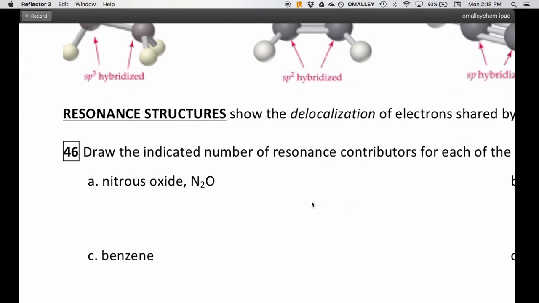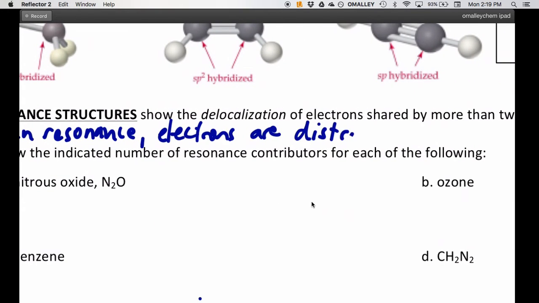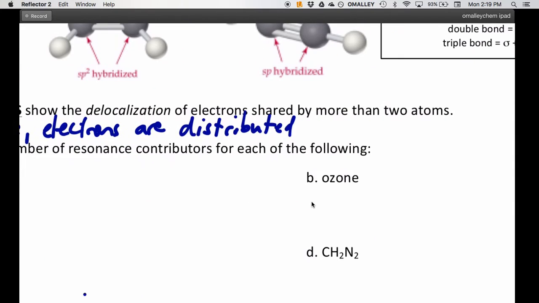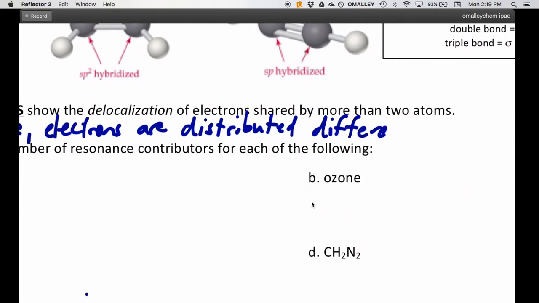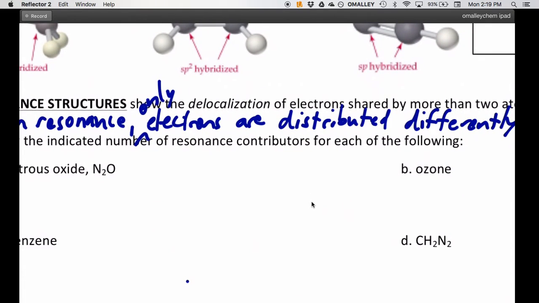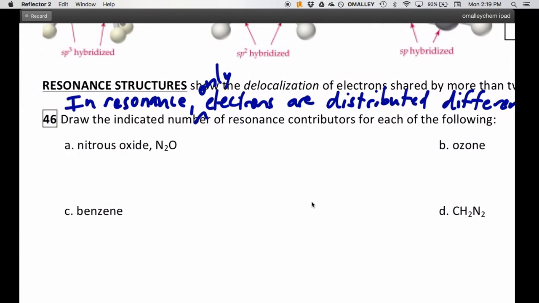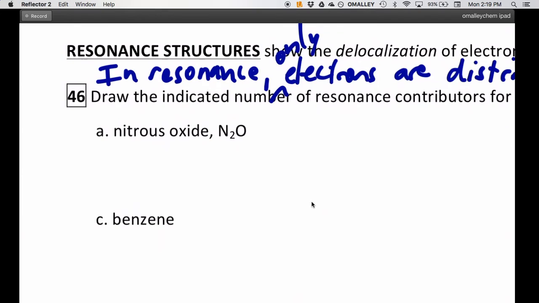Resonance structures, in resonance, electrons are distributed differently. I'm actually going to say only electrons are distributed differently, which means that the atoms are still connected in the same order, but we have a different placement of electrons. For example, in the nitrous oxide example, this came up in the molecular modeling activity.